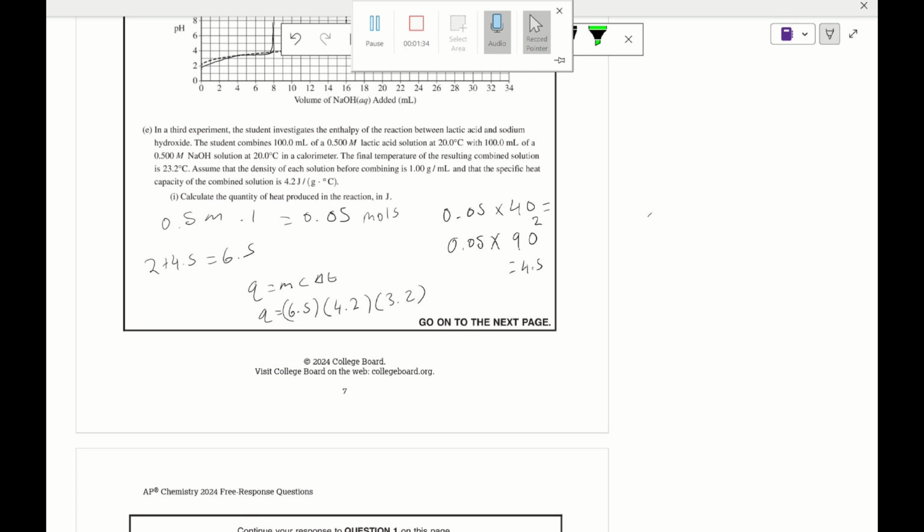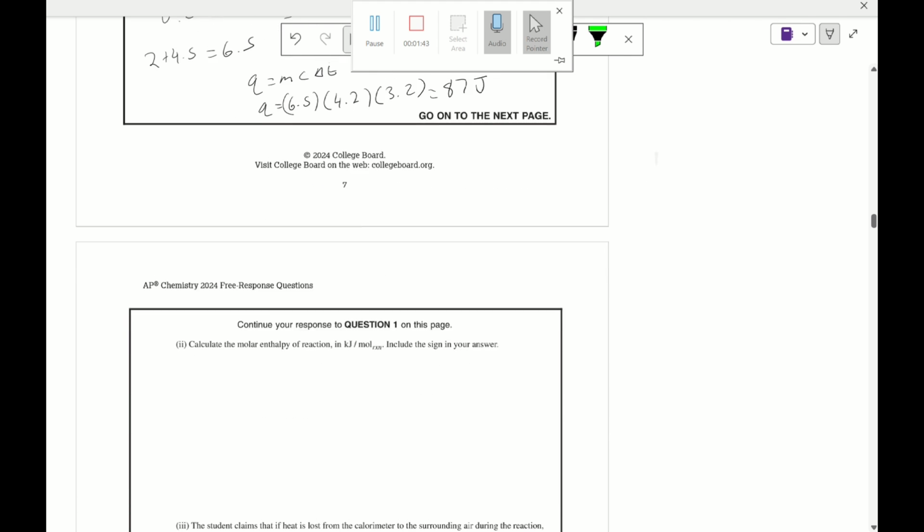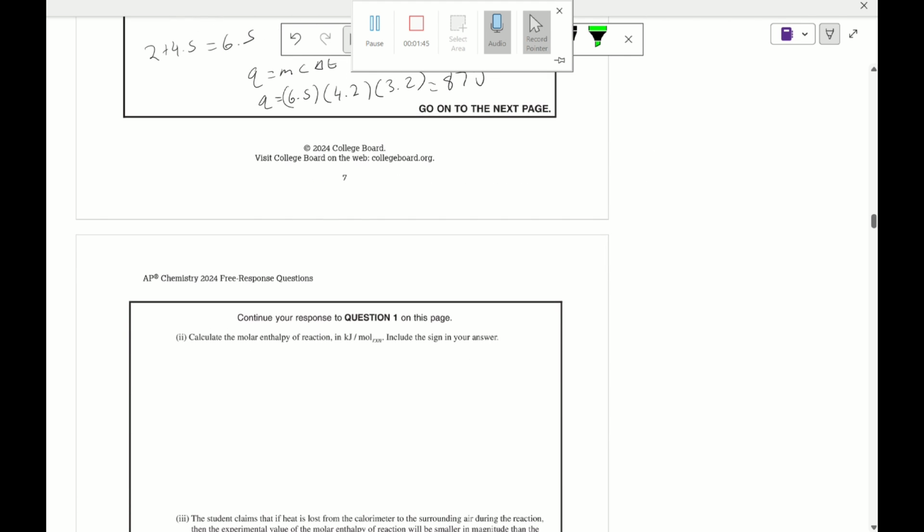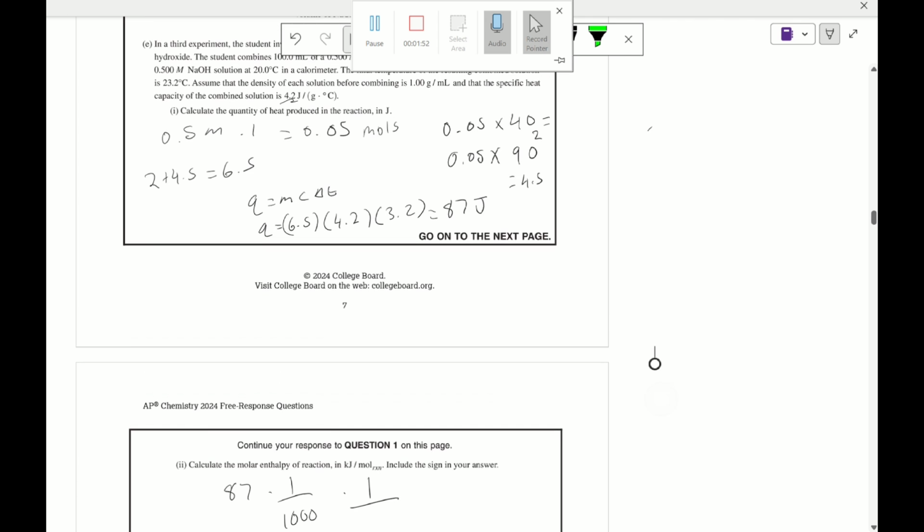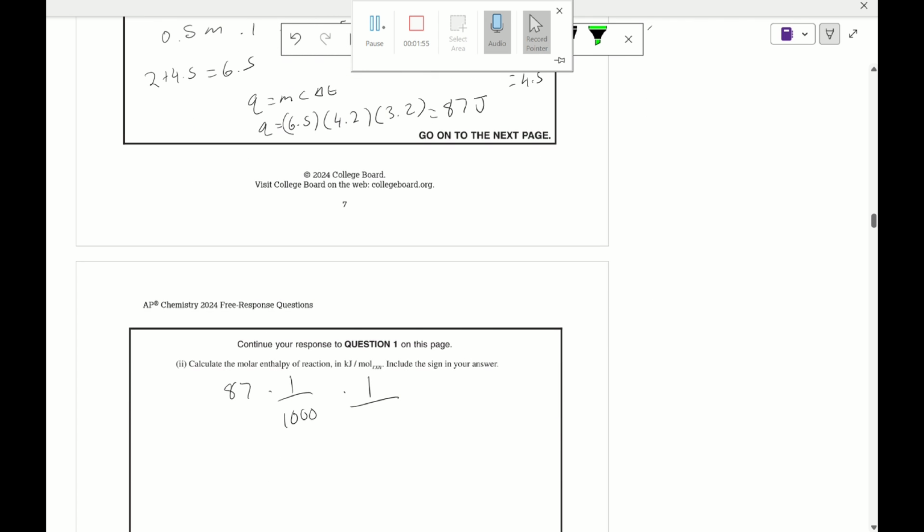6.5 times 4.2. So that would give us, since we have 2 sig figs for this, 87 joules. And then for this question, you just take your joules, convert them to kilojoules, and then divide it by the moles used. So we use 0.05 moles. So that'll give us 0.74 kilojoules.